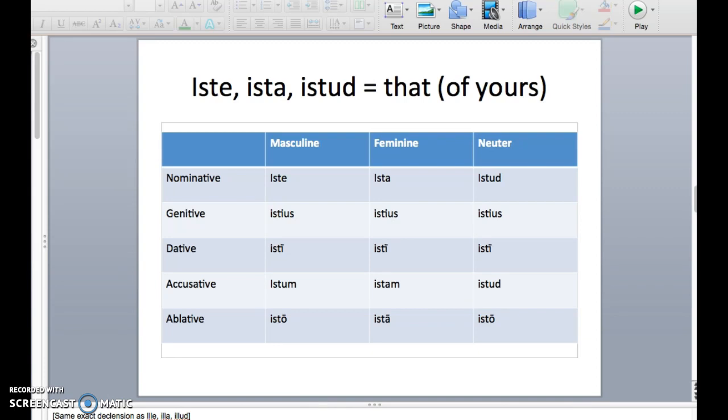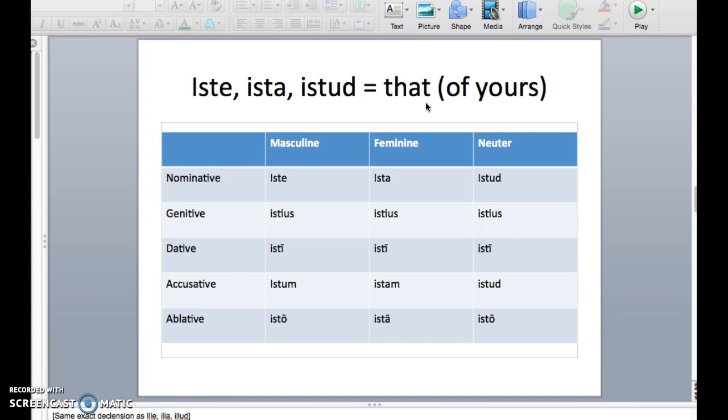They both essentially even mean the same thing. That and that. It's just now it's iste, ista, istud instead of ille, illa, illud. We swap out an st for the double L, and otherwise these forms are exactly the same. The difference in meaning, you might be wondering, that of yours, that sounds weird. I'll show you a couple examples of that in a little bit.